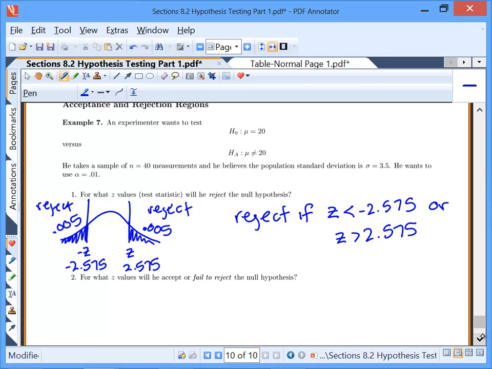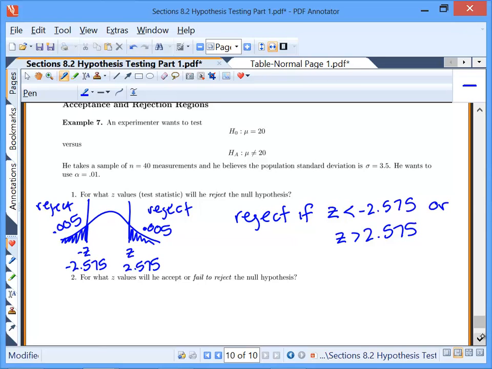Just remember, you reject when you're out in the tail, so you just needed to, in this situation, figure out where your tails would be to have your 0.01 area in the tails. So he knows in advance that he will reject if he gets z values less than negative 2.575 or greater than 2.575.